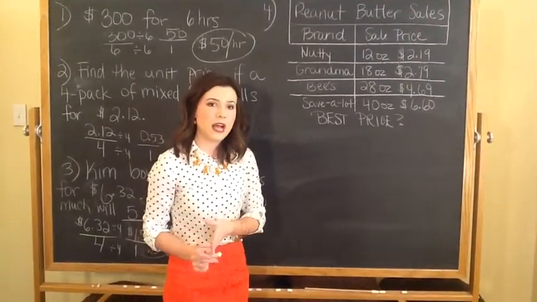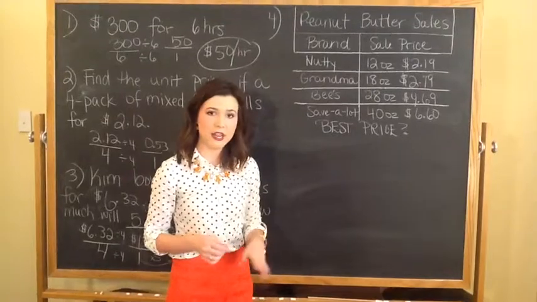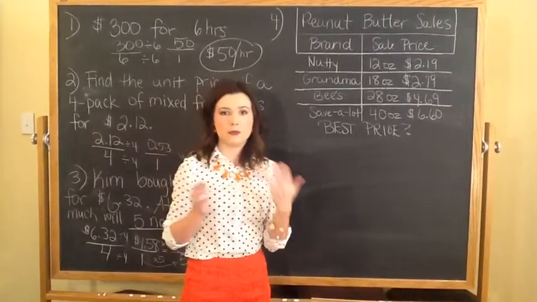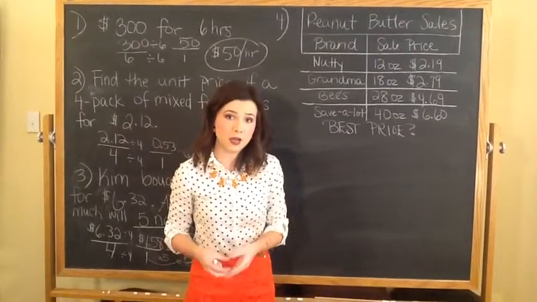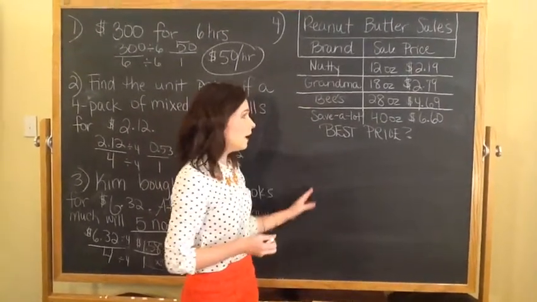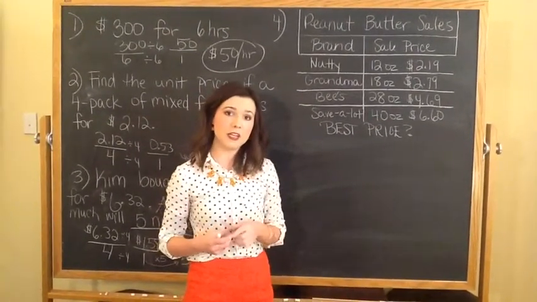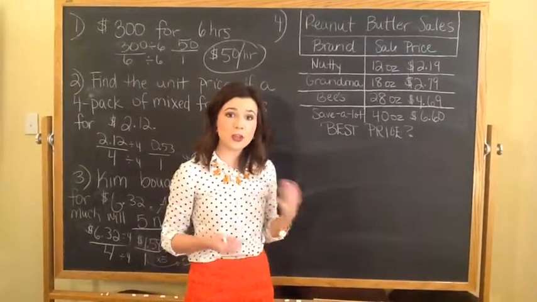In order to do that, you remember when we were talking about fractions, and which fraction is greater than, which one's less than, which one's equal to, we talked about getting a common denominator. We are going to do that here as well, except our common denominator is going to be 1, because we're going to find the unit price.